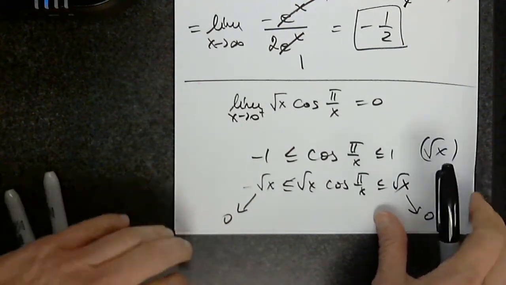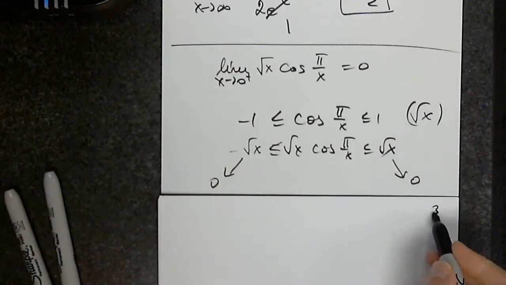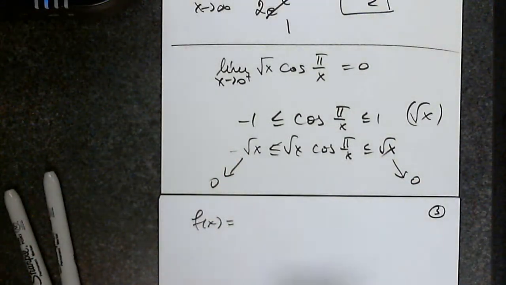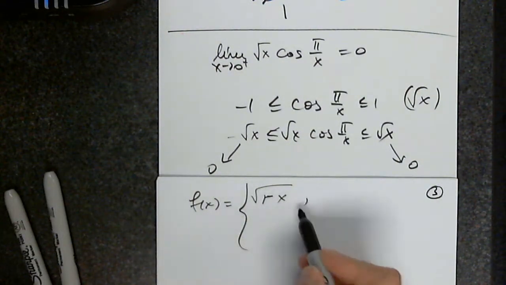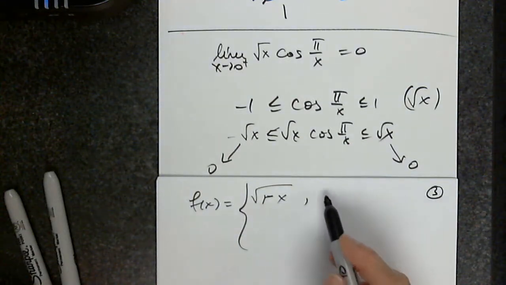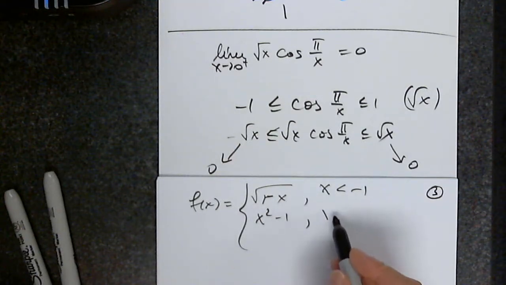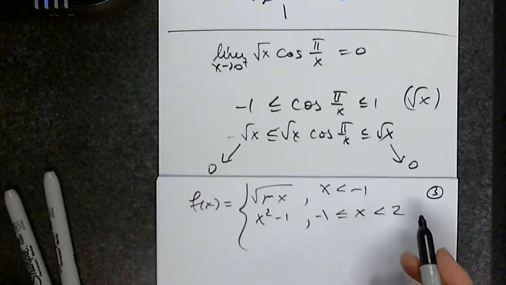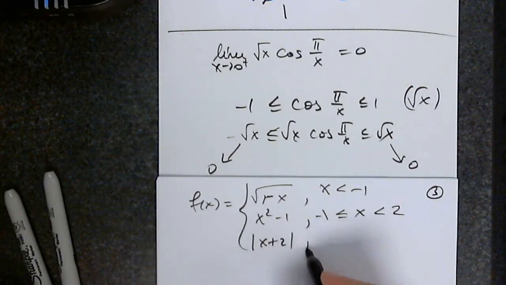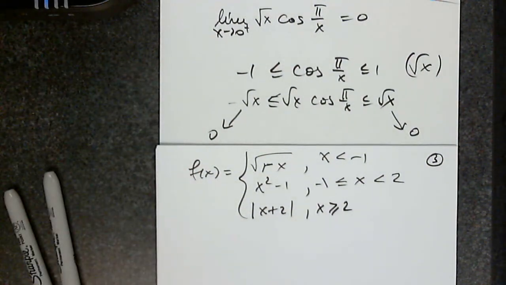So can you do number 3? What does it mean? Sketch the graph. Okay, f of x equals, there are 3 different functions. There's the square root of 1 minus x if x is less than negative 1, then it's x squared minus 1 if between negative 1 and 2, then it's the absolute value of x plus 2 if x is greater than or equal to 2. Yes, this is a piecewise defined function. We graphed one last time. You want to graph this one too?